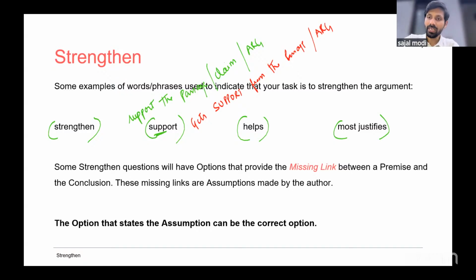Green wala strengthen hai, and the one in red is inference. Okay.